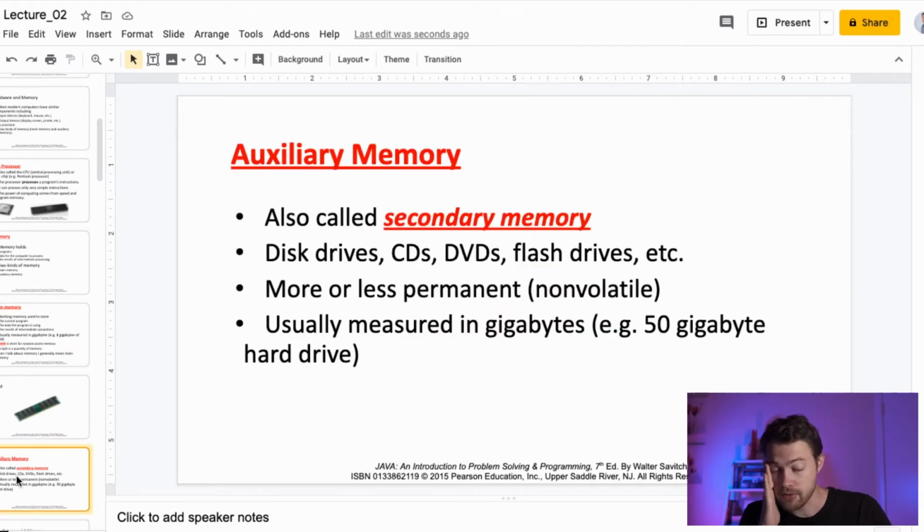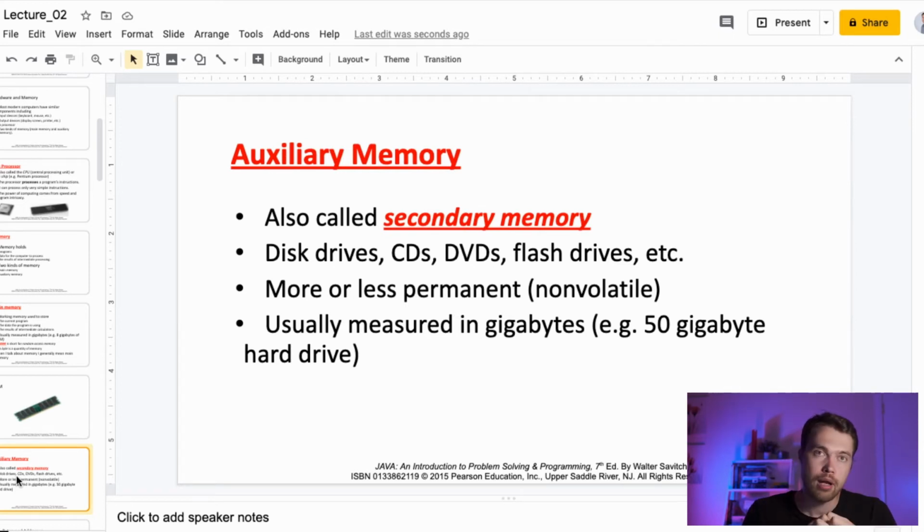Auxiliary memory is also called secondary memory. That would include disk drives, CDs, DVDs, flash drives, all that stuff. It's more or less permanent and non-volatile. The difference between non-volatile and volatile memory is that non-volatile memory is persistent. If you turn off your computer, the data in that memory is not going to be wiped out. For example, if you download some kind of program from the internet and keep it on your SSD, when you turn your computer off, that data is not going to be erased. That's how secondary memory works.